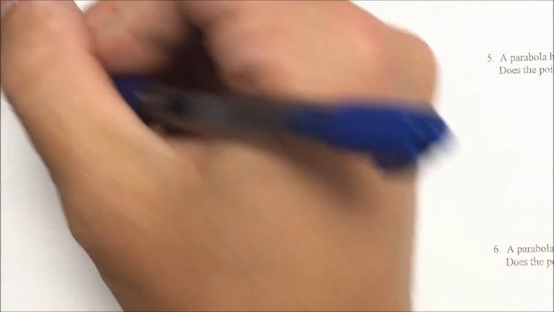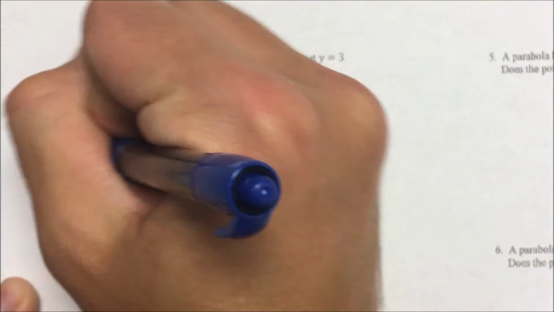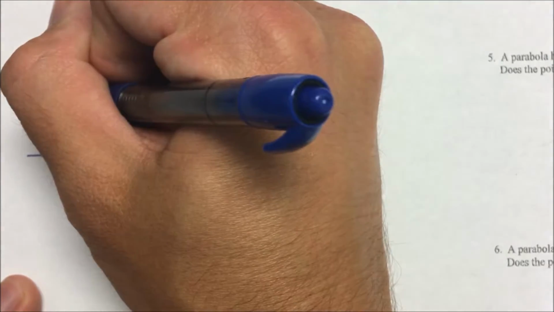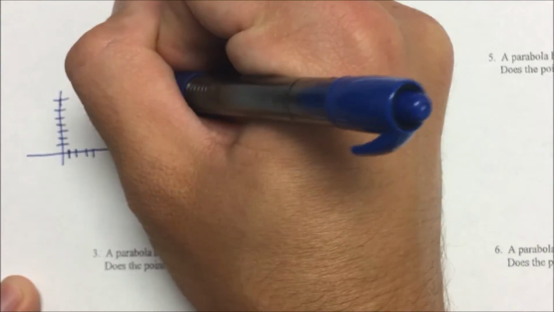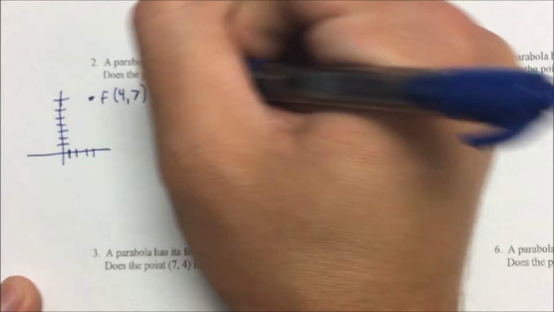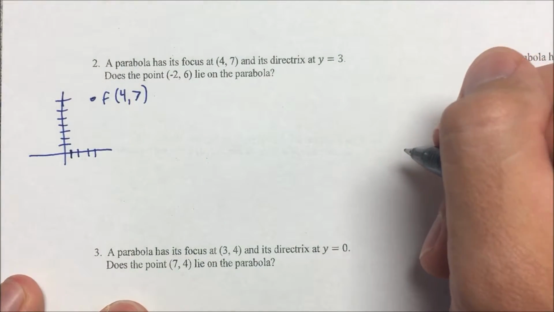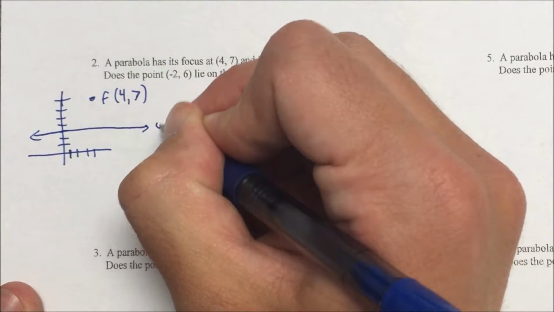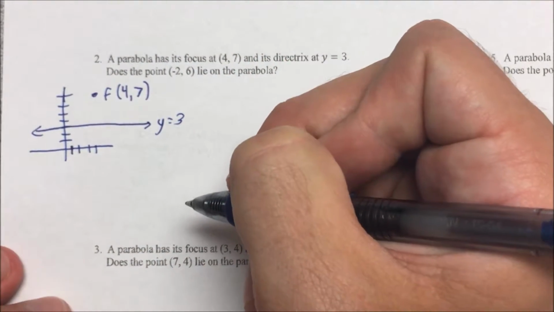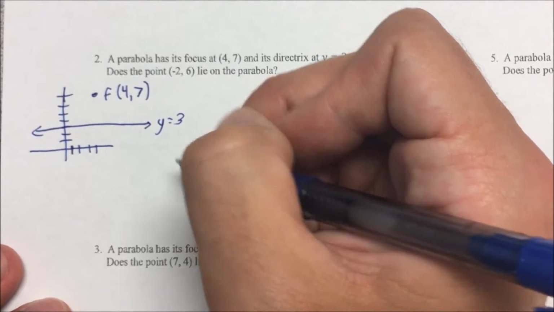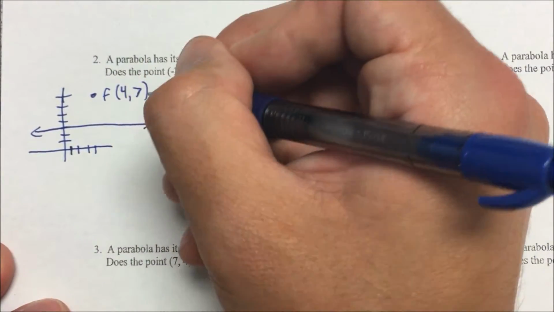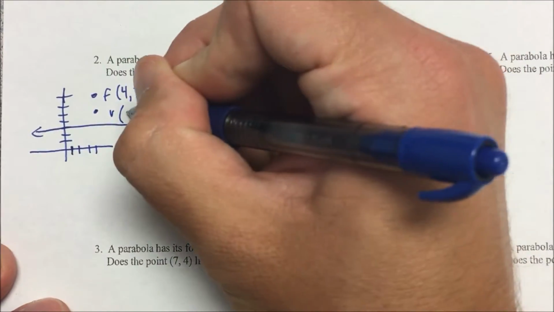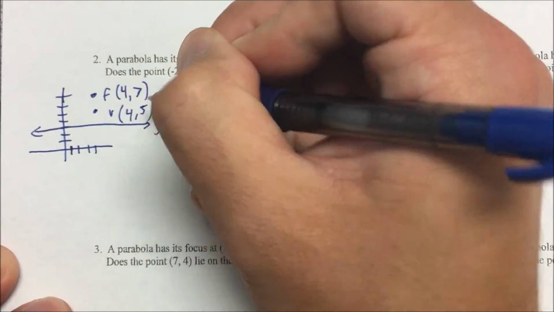I've got a parabola with a focus at (4, 7). Focus is at (4, 7), and a directrix at y equals 3. So that's going to be right there. So I know that my vertex is going to be halfway in between those two. So total spaces right here would be 4. Halfway in between them, my vertex would be at (4, 5).